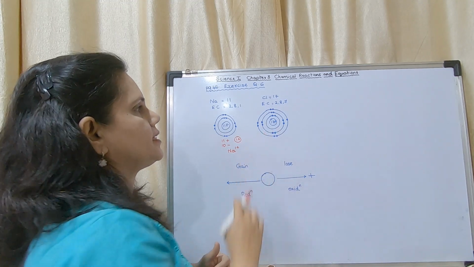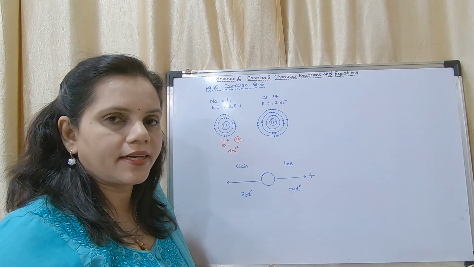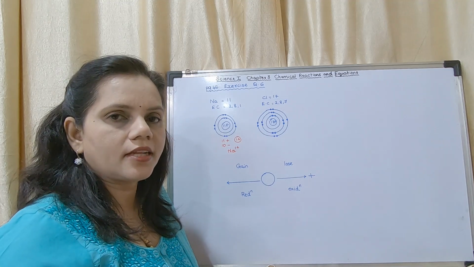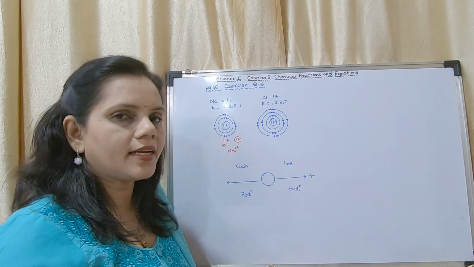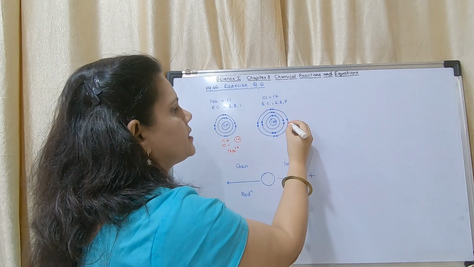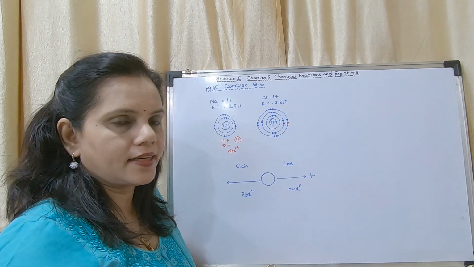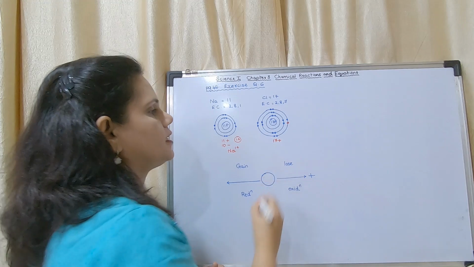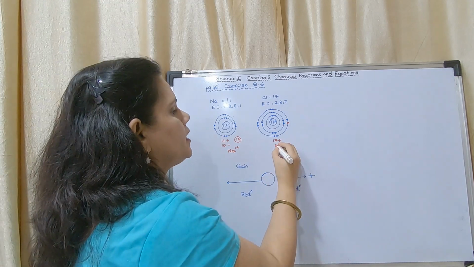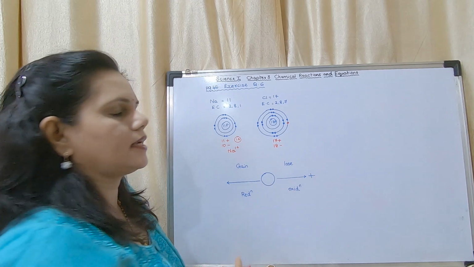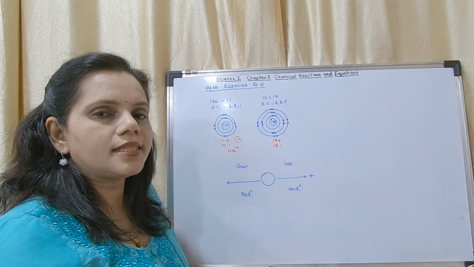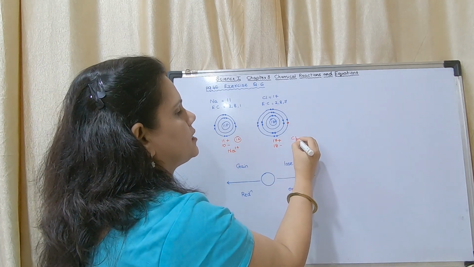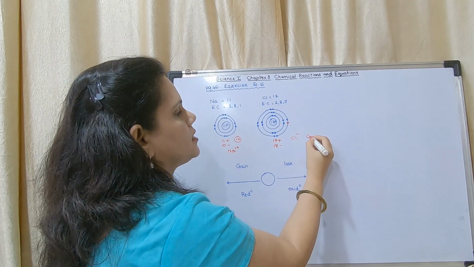Now in this case this is chlorine. Its atomic number is 17. Its electronic configuration is 2, 8, 7. It has 7 electrons in the outermost shell. So what will it do? It will gain 1 electron. If it has gained 1 electron, how many protons does it have? It has 17 positive charges, that is 17 protons. And how many electrons does it have? 18 electrons. So it has one negative charge extra, so it is written as Cl1 minus or Cl minus.